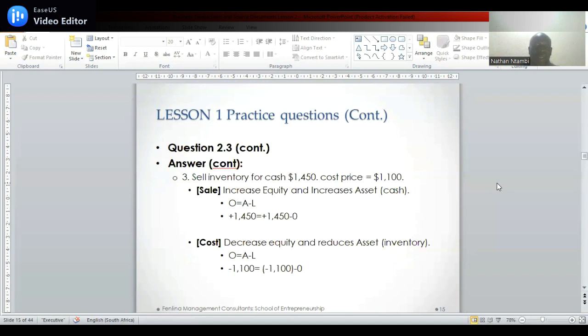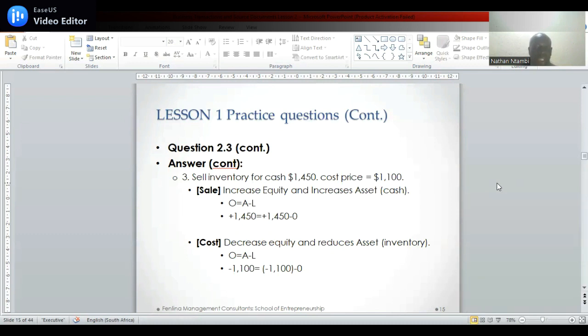3, sell inventory for cash, 1,450, cost price 1,100. This one has the selling part and also the cost part. Under sales, it's going to increase equity and cash as our asset. So 1,450 equals plus 1,450 minus 0. Increase in cash and increase in equity.